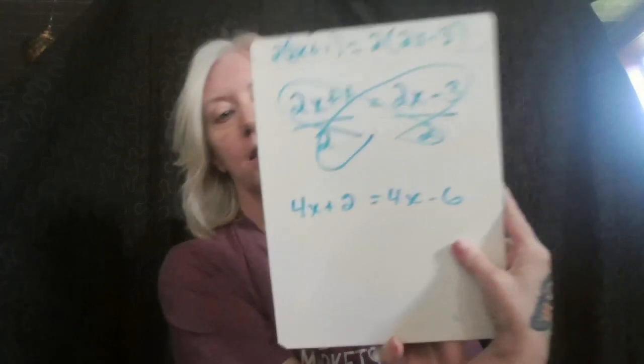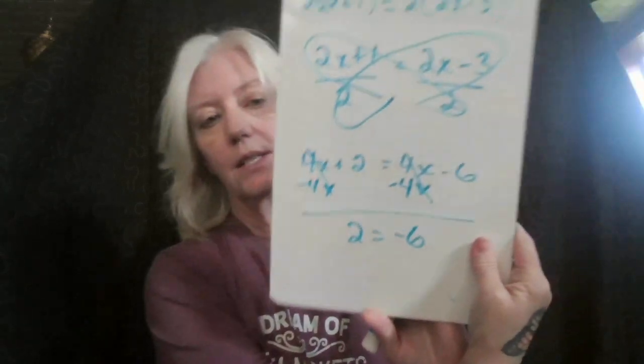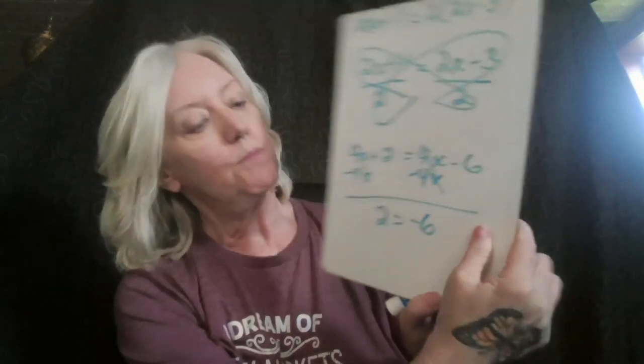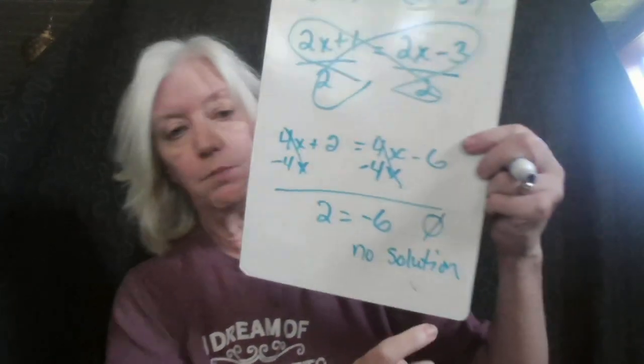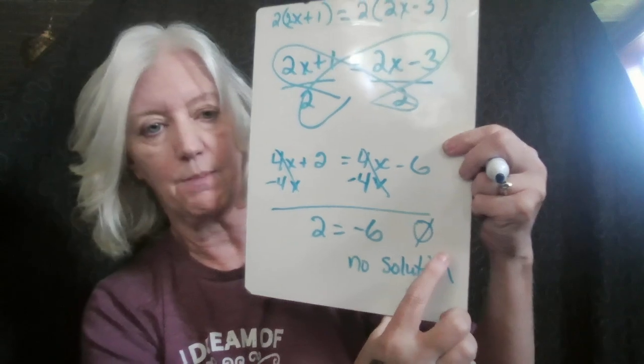Okay, so now once we have cross multiplied, we've got 4x plus 2 equals 4x minus 6 when I distribute. Now watch what happens when I subtract 4x from both sides. I get 2 equals negative 6. Because the x terms cancel out. If you end up with a statement like this, since this is never true, that means that there's no solution to this problem. No solution could look like the words no solution, or it could be the circle with a line through it, which is the empty set.